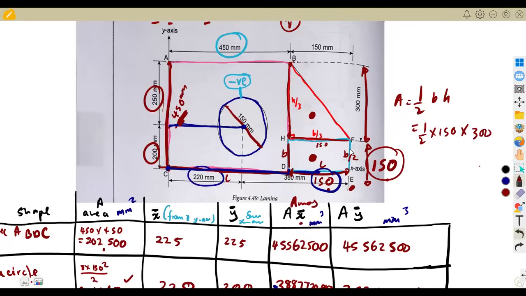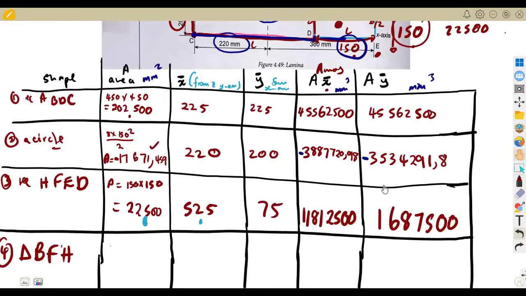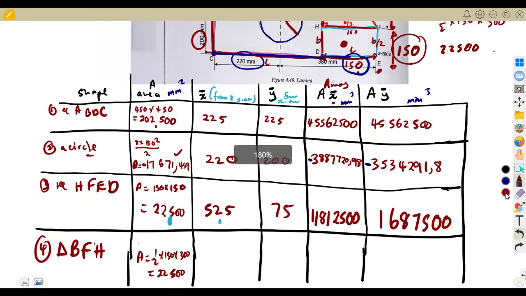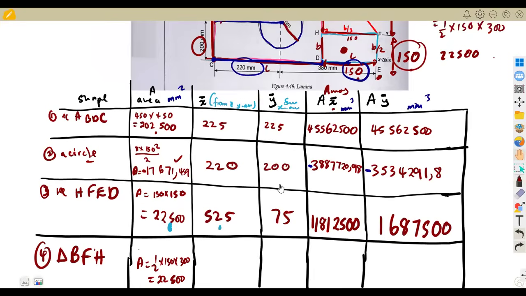So that was going to give us, again, 22,500. All right, we are obtaining the same area as that one, okay, no problem. So the area there was going to be half BH, half of, we said 150 times 300, which gave us 22,500. All right. Then what about the X value, the distance from the Y axis?